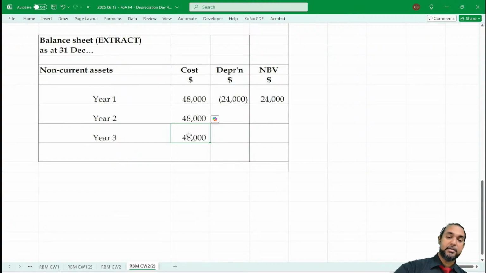In year three, the cost is still 48, but the total for depreciation, if you look in your T account, you look for the balance in year three, and you'll put it there. I think it was 42, right?